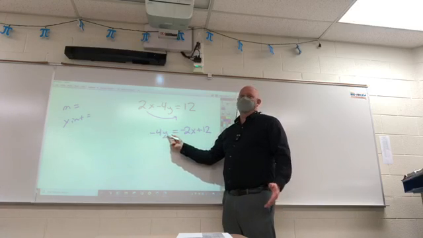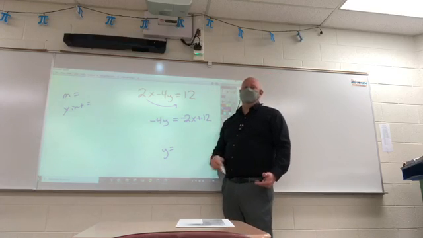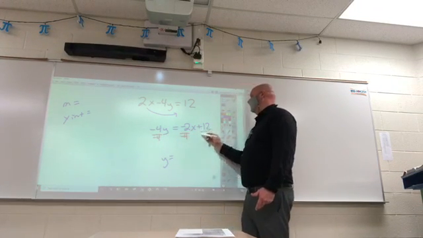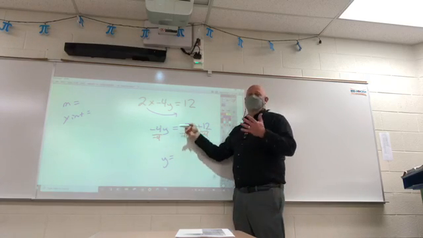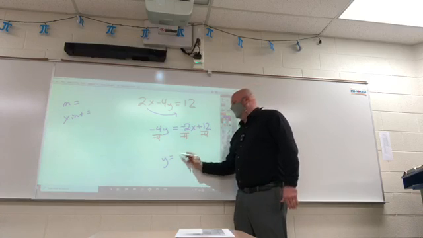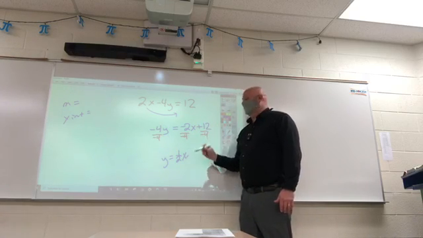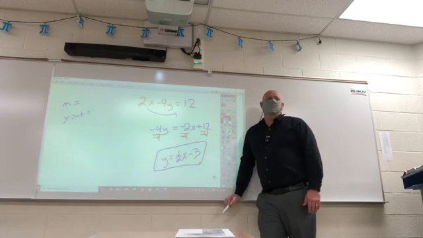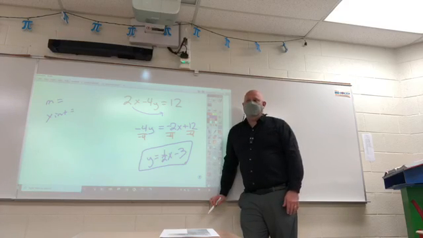How do you get the y by itself? What's the last thing you got to do? Divide by negative 4. If I divide that by negative 4, I got to divide that by negative 4, and I got to divide that by negative 4. Negative 2 divided by negative 4, the negatives cancel. 2 over 4 reduces to 1/2. 12 divided by negative 4 would be negative 3. So what is my slope and what is my y-intercept now? Slope is 1/2, y-intercept is negative 3.